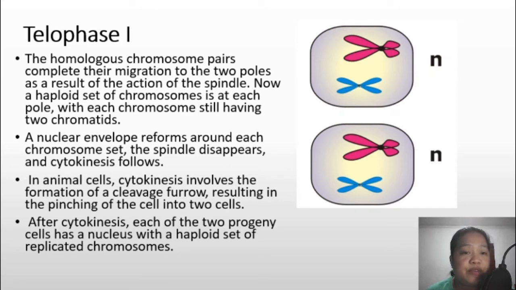Telophase 1: the homologous chromosome pairs complete their migration to the opposite poles. That is the result of the shortening of the spindle. The haploid set of chromosomes is at each pole, with each chromosome still having 2 chromatids. A nuclear envelope starts to appear surrounding the chromosomes. Then cytokinesis follows.